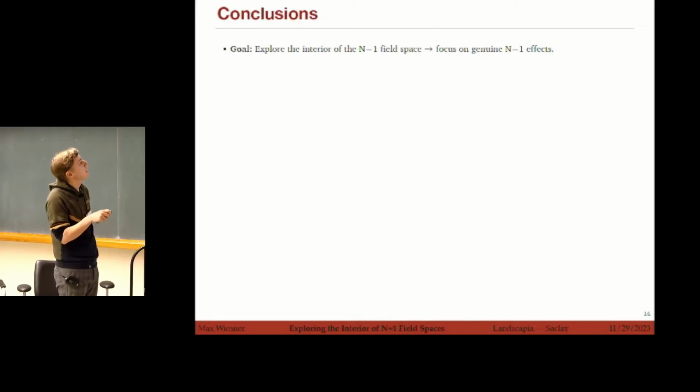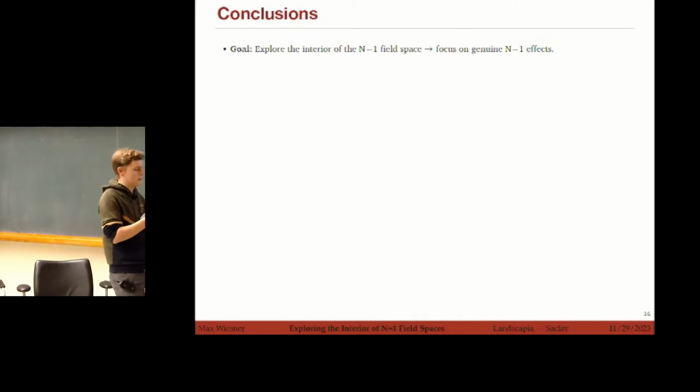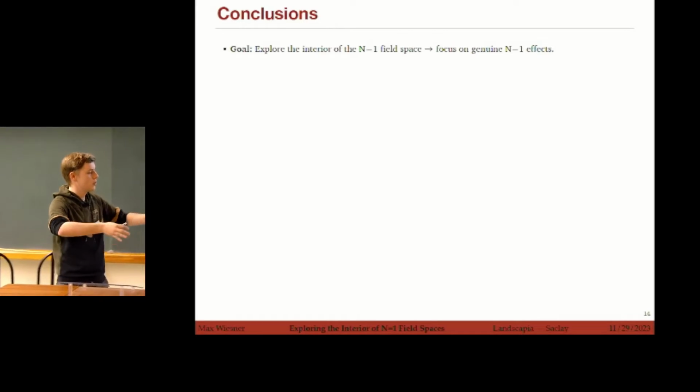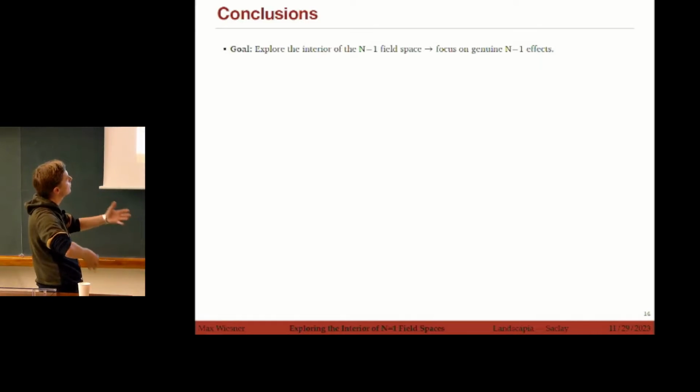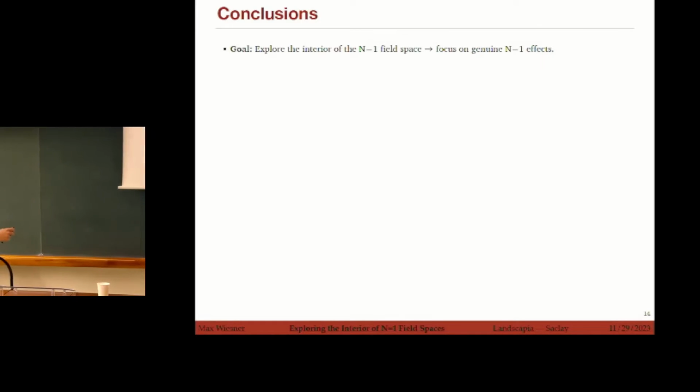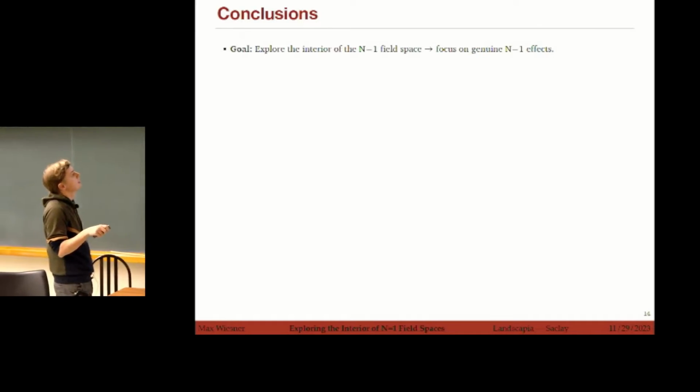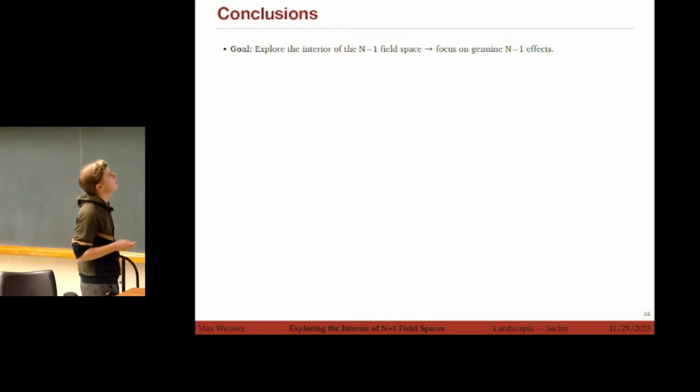So the conclusion is I wanted to explore the interior of the N equal to 1 field space and see where genuine N equal to 1 effects come from. Can we at least somehow compute them using dualities? And how do they affect the structure of the field space?